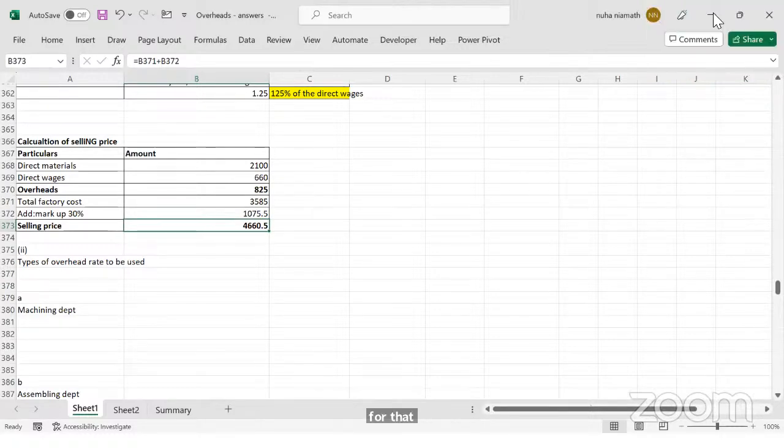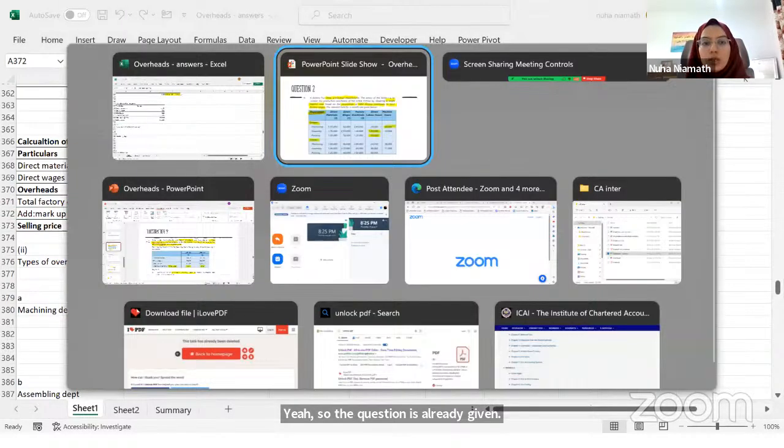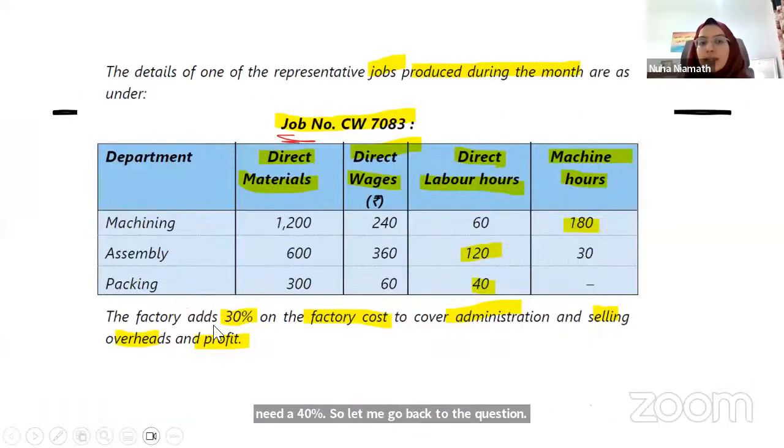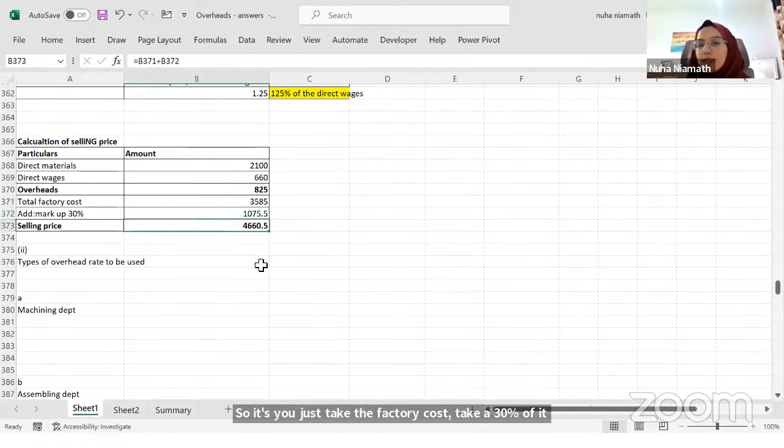Can you explain the markup 30%? Yeah, so the question is already given to say that we need a 30%. Let me go back to the question. Question says the factory adds 30% on the factory cost to cover admin cost, selling cost, and the profit. So you just take the factory cost, take 30% of it, and add it to the factory cost. That will give you the selling price.